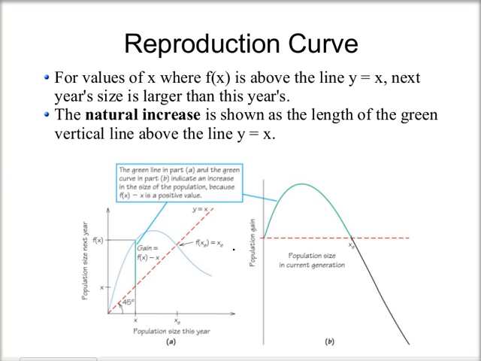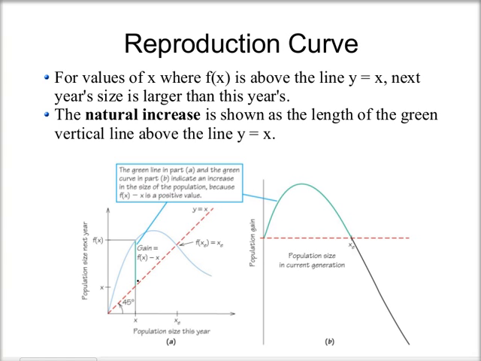And it's important to know if a population is growing or shrinking. And we can tell that by looking at the line y equals x, which is added in here as a red dotted line. If the reproduction curve is above that line, then that tells us that the population is growing. And if it's below that line, then it tells us that it is shrinking.